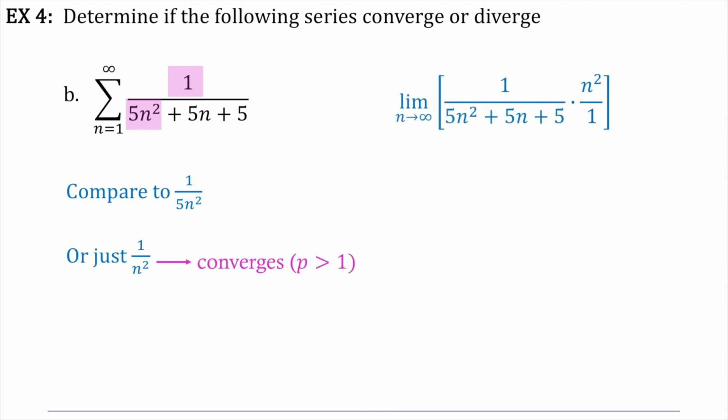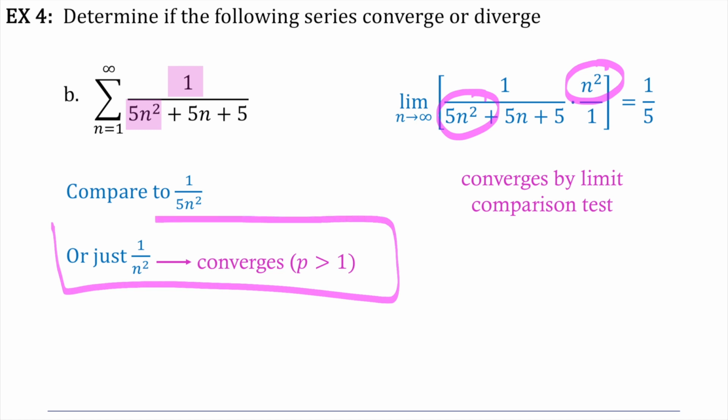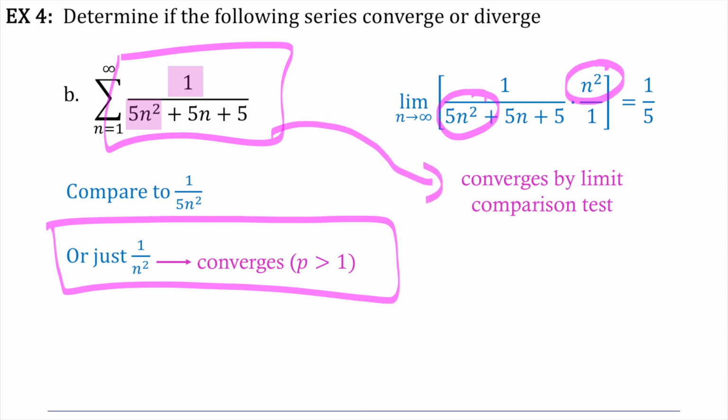So we're going to flip and multiply. And we could just see here, we've got our leading terms of n squared and 5n squared on the bottom. So as n approaches infinity, this limit goes to 1/5. That's just a regular positive finite number, which means because our comparison series converged, our original series also converges by the limit comparison test. You starting to get the hang of this just a little?